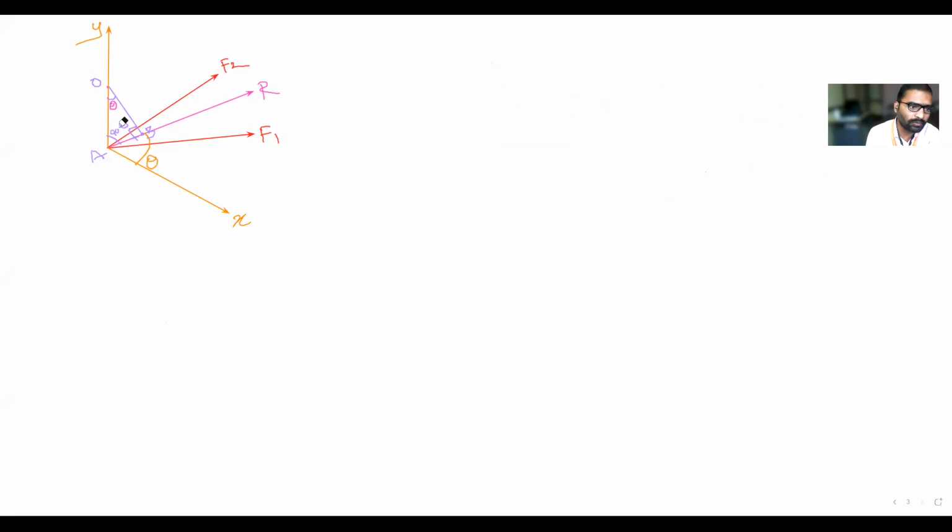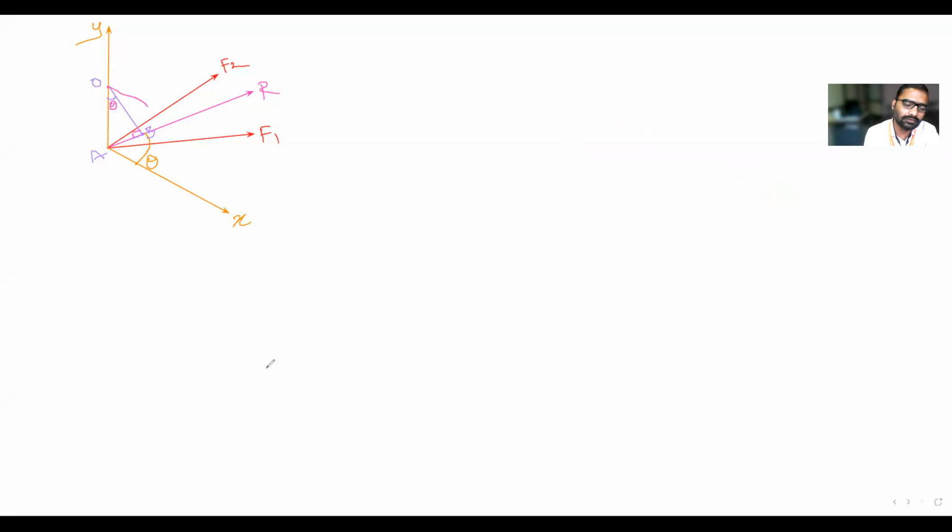Don't write 90 minus theta, because it will cause confusion. Just understand that this is equal to theta. This is 90 degrees, and this is 90 degrees, so if this is 90 degrees, this is theta. Sir, don't write 90 minus theta. Just know that this resultant is making an angle theta with respect to the horizontal. Hence, with respect to the moment center, it is making an angle theta. That is sufficient.